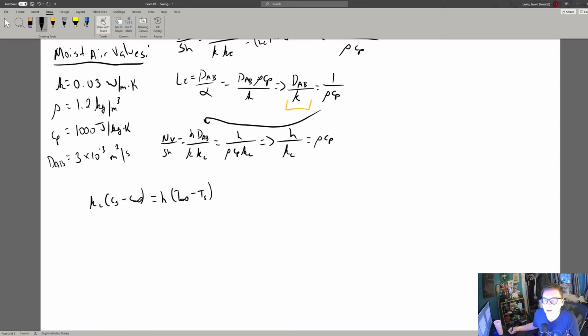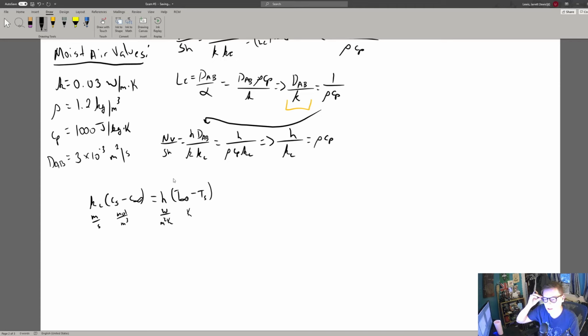Okay, so now we're going to want to look at the units for this. The units for the mass transfer coefficient would just be meters per second, and for the concentrations here, it'd just be moles per cubic meter. The heat transfer coefficient is in units of watts per square meter times Kelvin, and the units for temperature would just be in Kelvin.